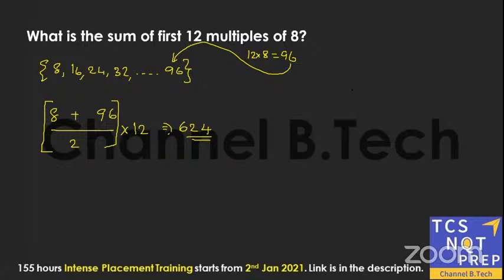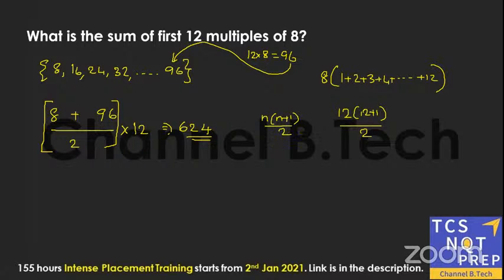Or what I can do is, I can consider first 12 multiples of 8 like this also. 8 into 1 plus 2 plus 3 plus 4 up to 12, right? Now, what is the sum of first 12 natural numbers? n into n plus 1 divided by 2. So 12 into 12 plus 1 divided by 2. 6 into 13 is 78. So 78 into 8 will give me 624. Like this also I can do.